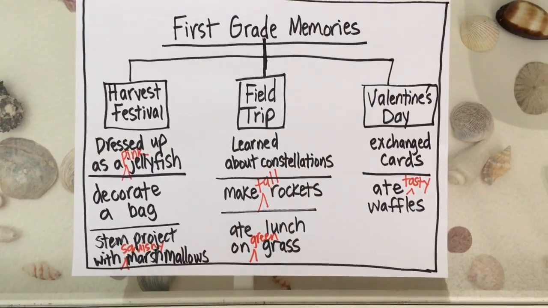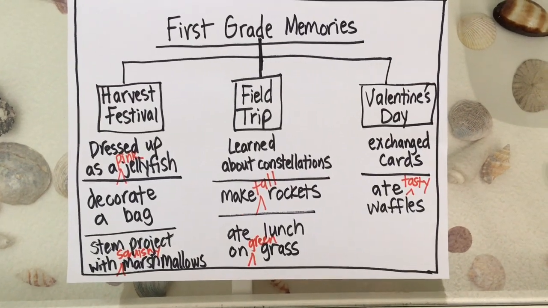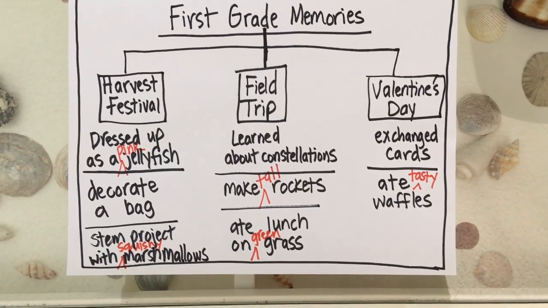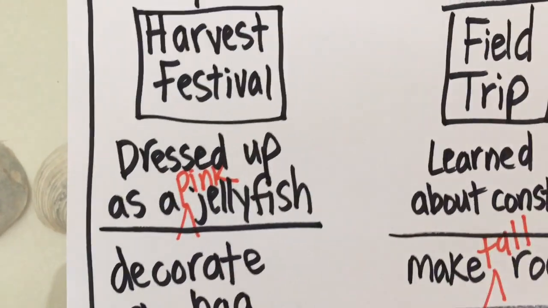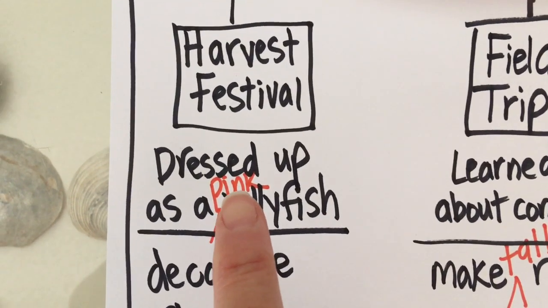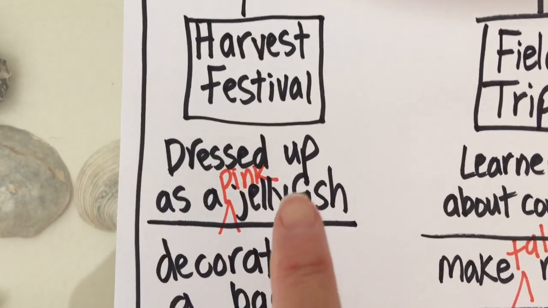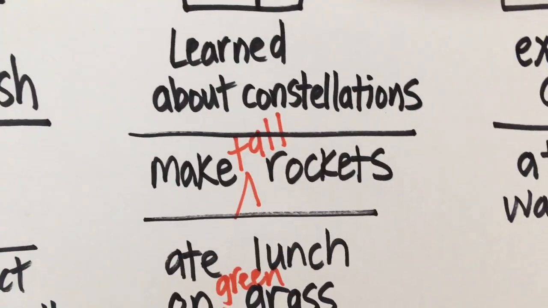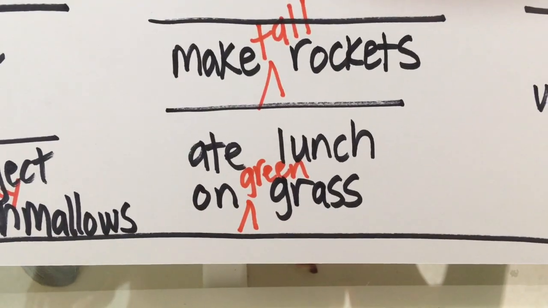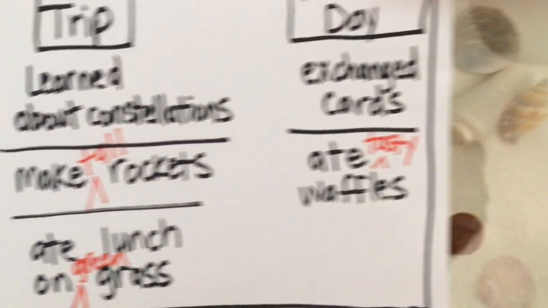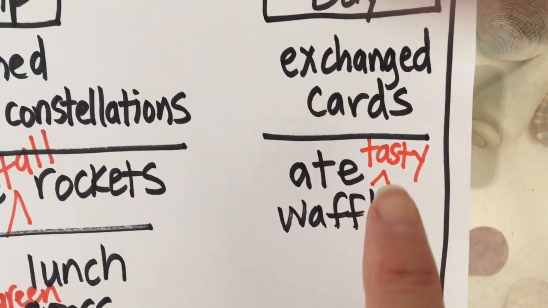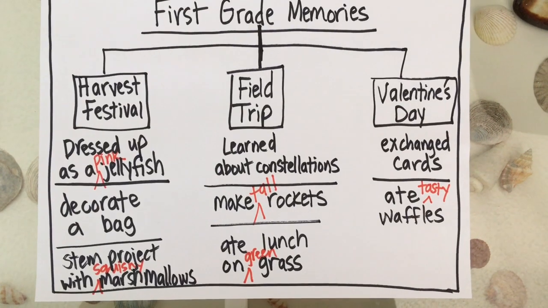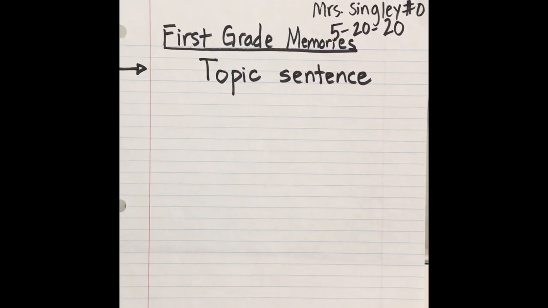One thing you need to include on your tree map are some describing words. So I went back through my tree map and I added in some describing words or adjectives. So I put pink jellyfish. Pink describes jellyfish. I said squishy marshmallows, tall rockets, ate lunch on the green grass, and ate tasty waffles. Now it's your turn to make sure to include adjectives.